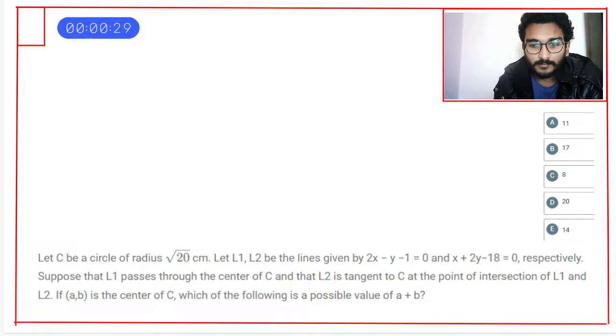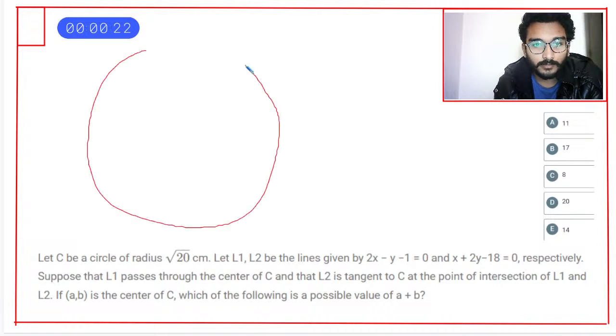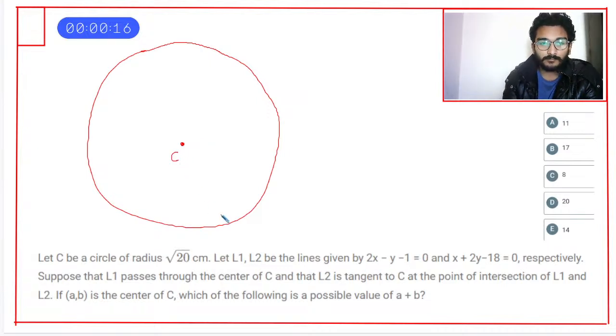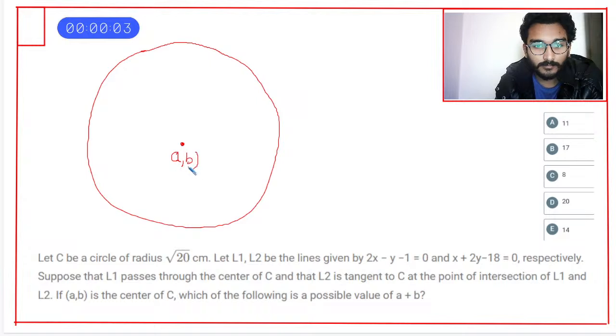Okay, so let's start this one. C is a circle of radius root 20. So there is a circle of root 20. This is a circle with the center C. So let's suppose it is a center. The center is A comma B. It is given in the question.